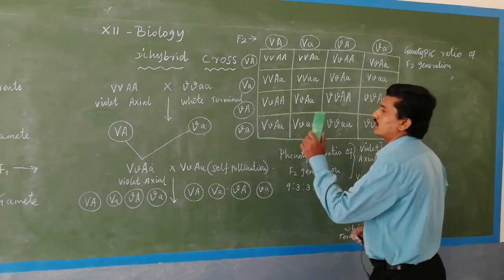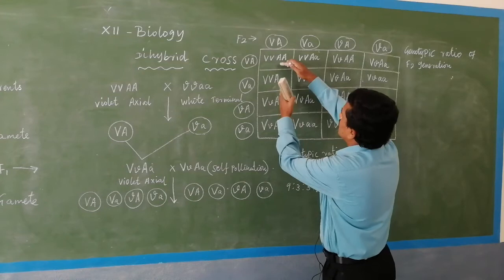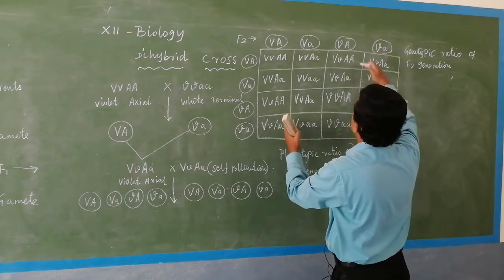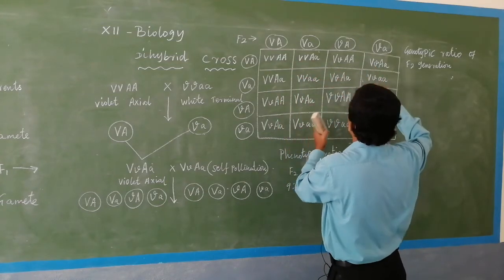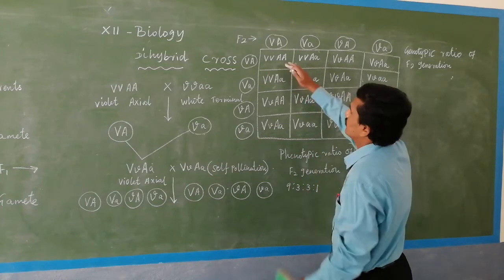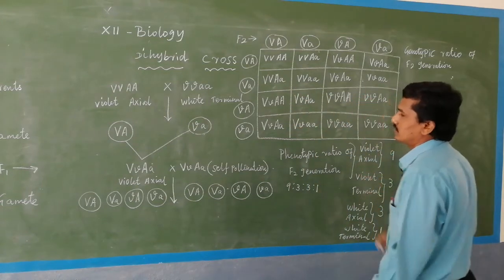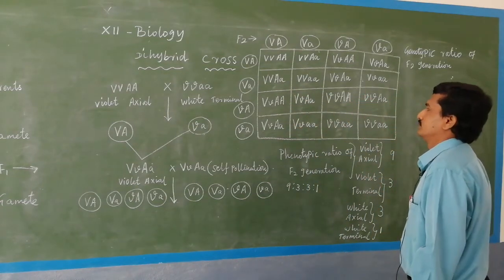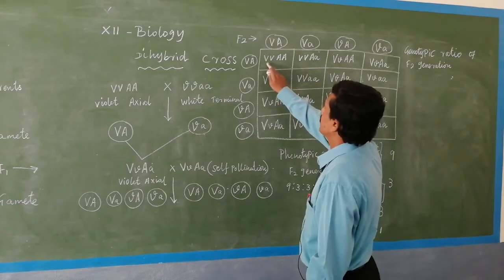The genotypic ratio is already told in the form of a Punnett square. So, if we count one by one, exactly the genotypic ratio will come. The first one, what is this?